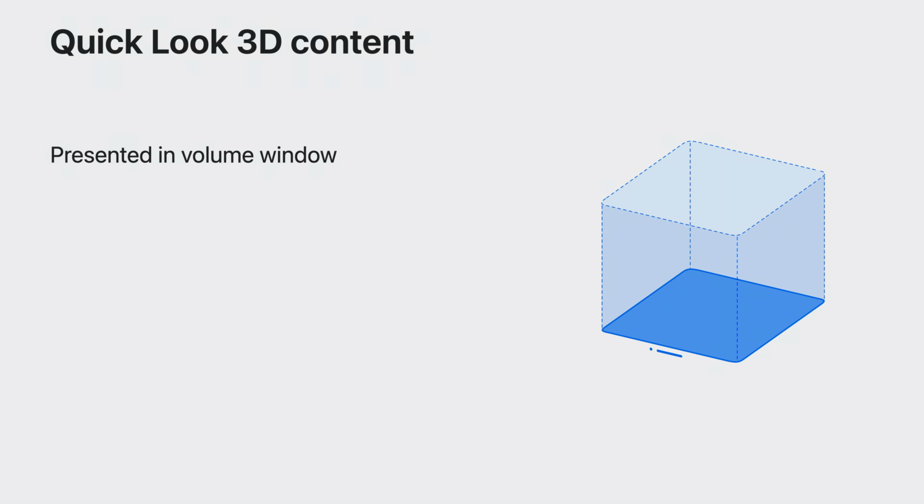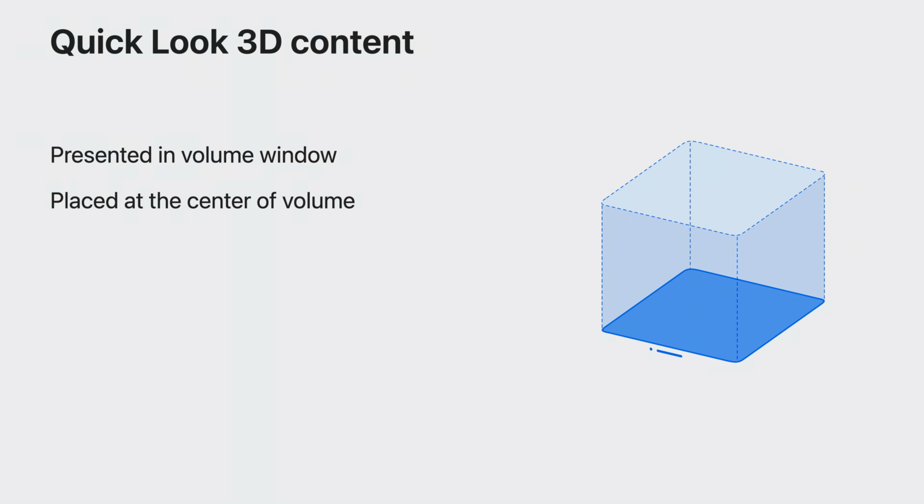Before we dive deeper into the story behind this model, let's talk a bit more about how the system presents 3D content in Quick Look. On this platform, Quick Look displays the 3D model in a volume window. Volume windows have defined bounds to allow sharing them alongside other apps. People can reposition volumes in space and they can view them from different angles.